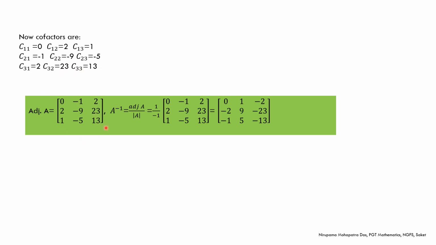Like this, and your A inverse is adjoint of A by determinant of A. Determinant of A is -1. So A inverse will be the negative of adjoint of A. So we have adjoint of A as 0, -1, 2, -9, 23 like this. So minus of adjoint of A, which is A inverse, means A inverse we are getting 0, 1, -2, -2, 9, -23, -1, 5, -13.